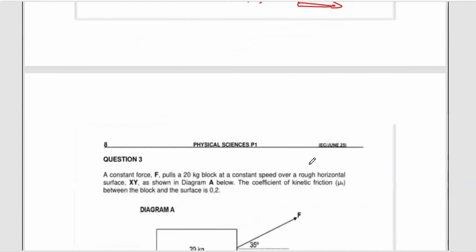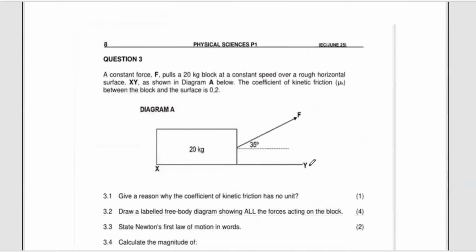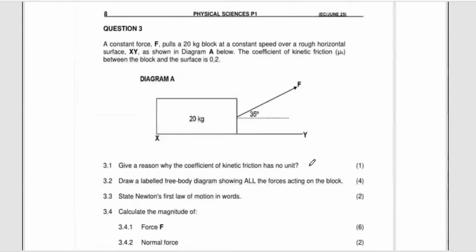Then we move on to question number 3. They're telling us that a constant force F pulls a 20 kilogram block at a constant speed on a rough horizontal surface XY as shown in the diagram. The coefficient of kinetic friction between the block and the surface is 0.2.